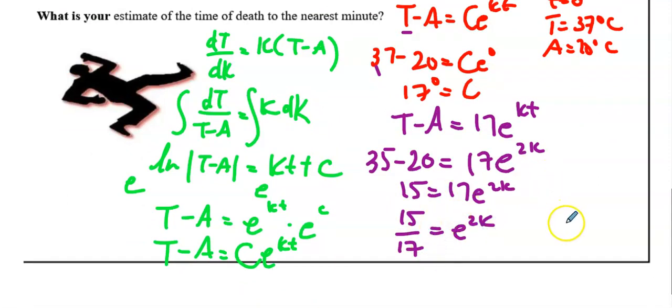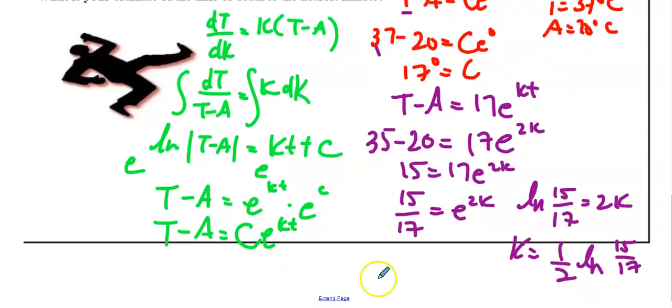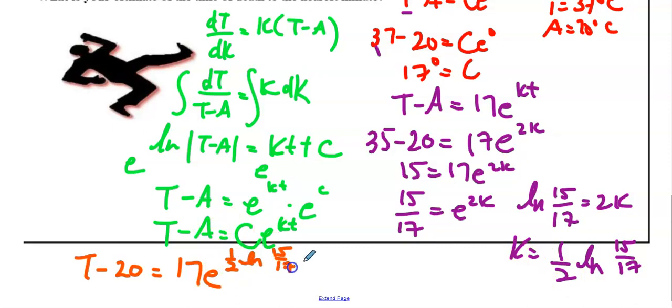And you guys know the next step, because we've done it many times before. We can add the natural log to both sides. When we add the natural log to this, we get the natural log of e to the 2k, which just becomes 2k. So we get k is equal to 1/2 the natural log of 15 over 17. So now we can finally say that our equation is T minus 20 is going to be equal to our C, which is 17, e to the 1/2 natural log of 15 over 17 t.